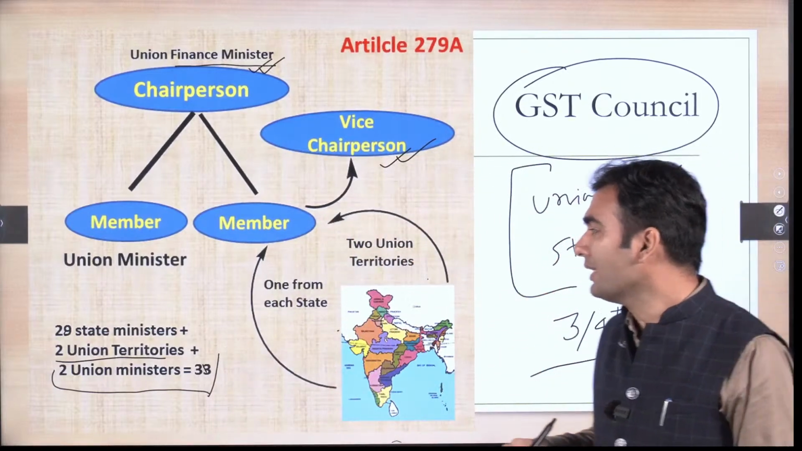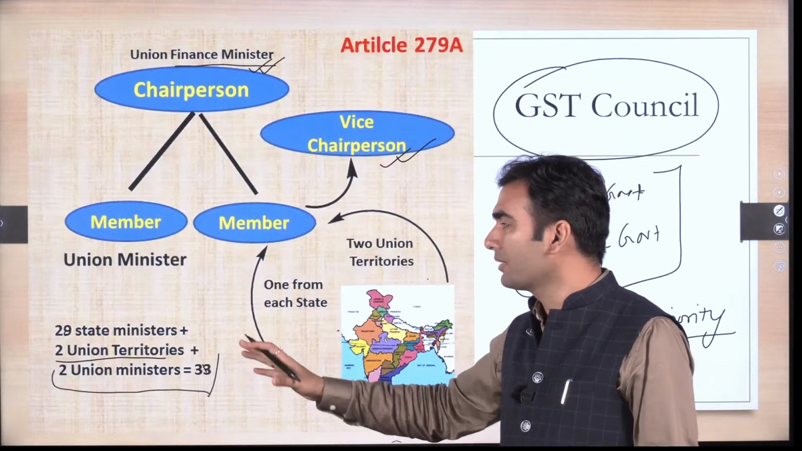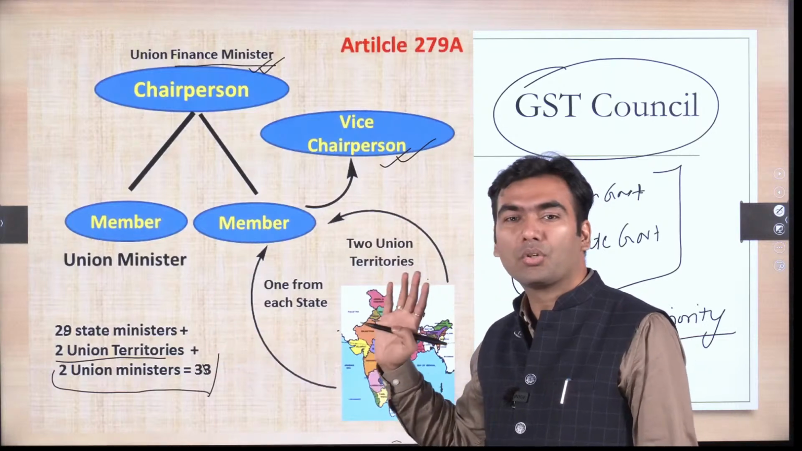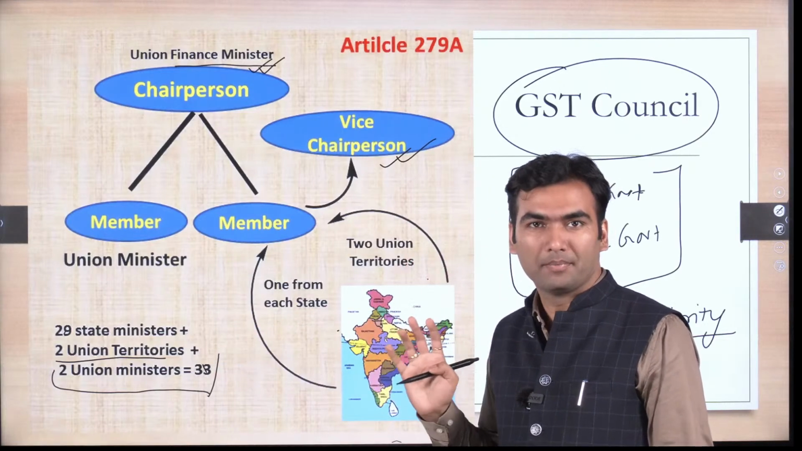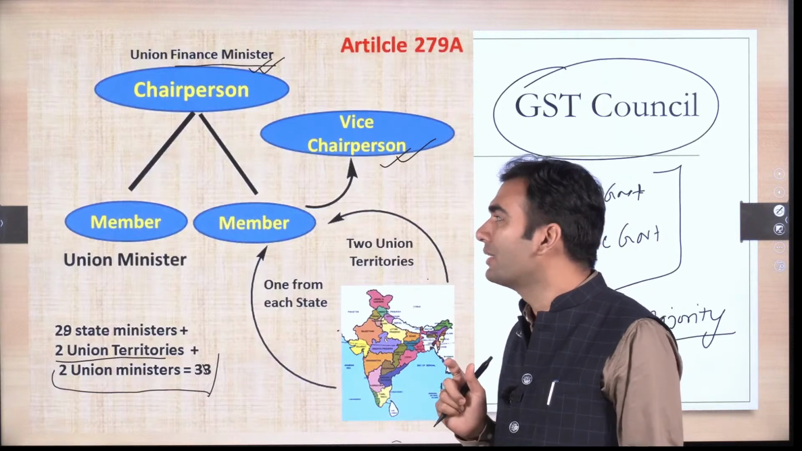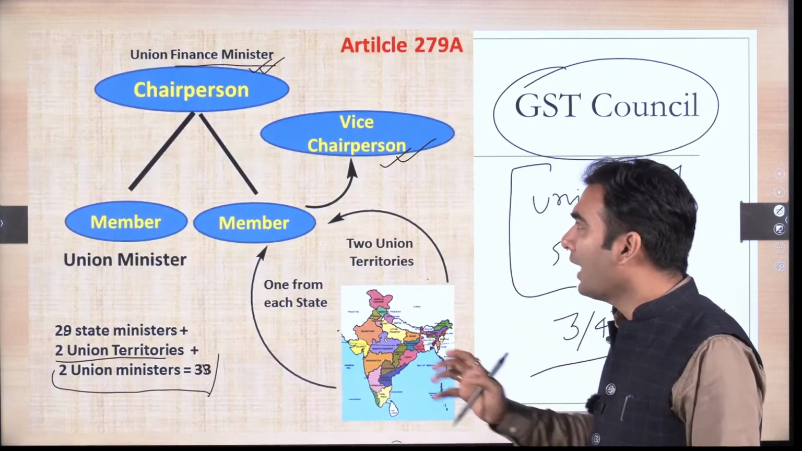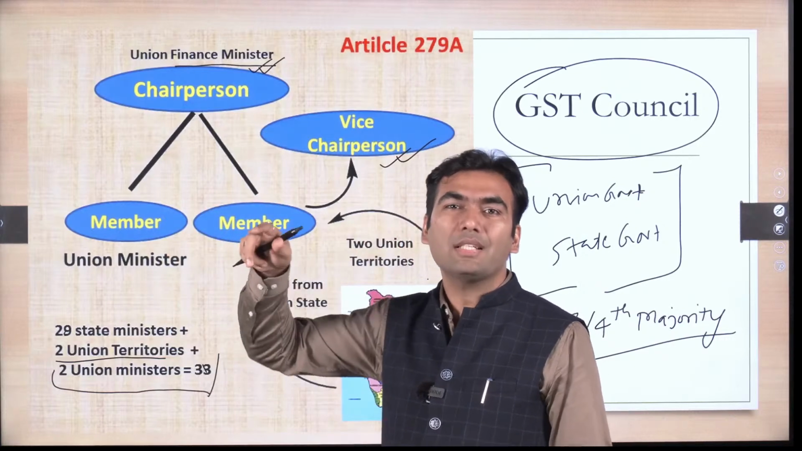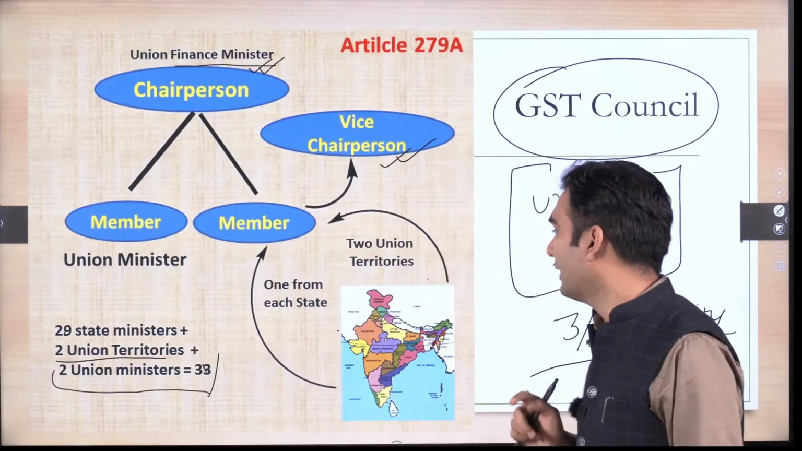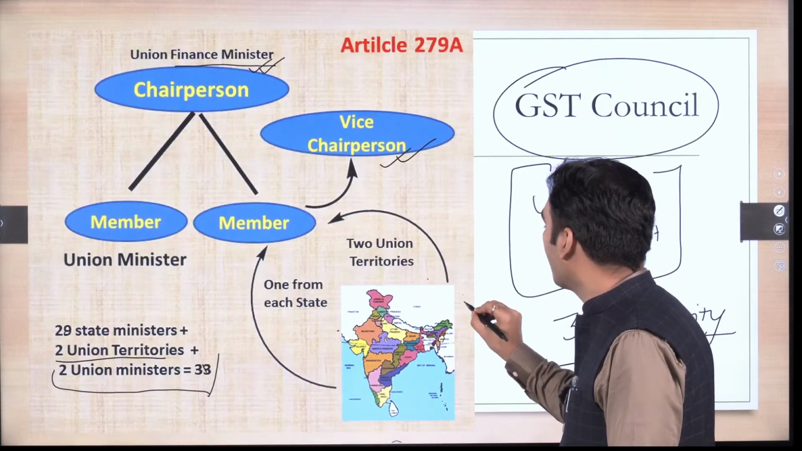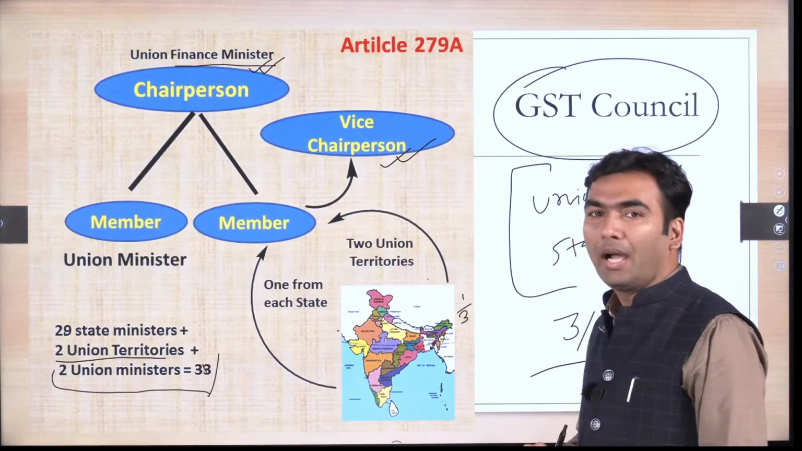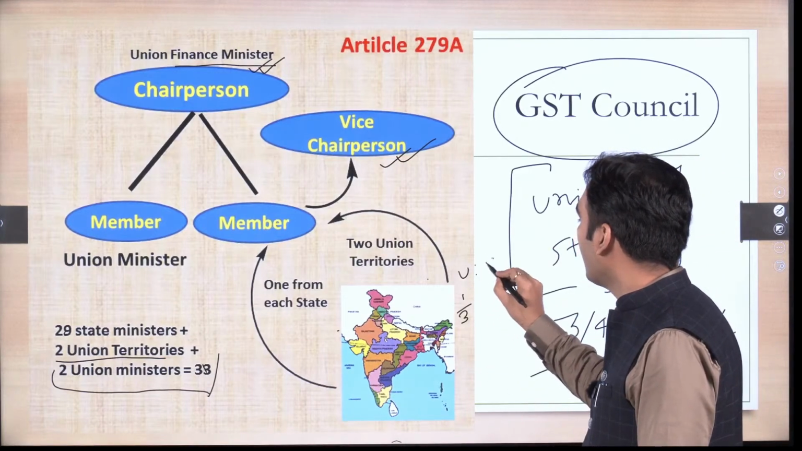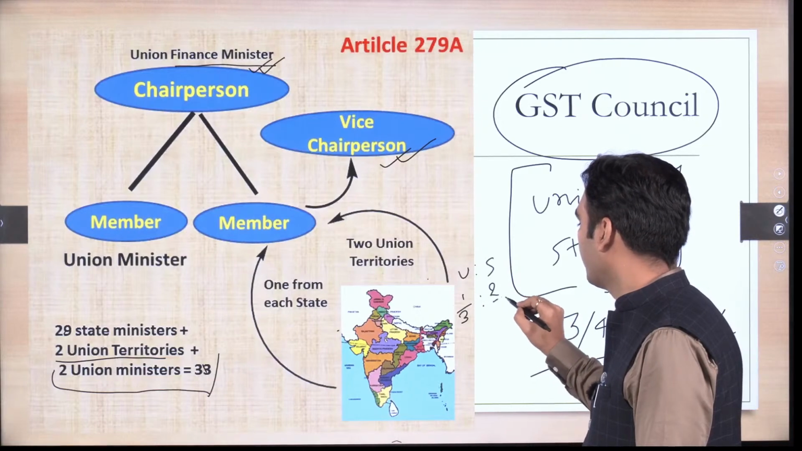Now see, there are 33 or 34 members, and one chairperson is also there. All these 34 members do not have equal voting power. The voting power has been decided such that there are representatives from the union and representatives from the states. All these union representatives put together, their voting share is equal to 1/3, and all these states put together, their voting share is equal to 2/3.